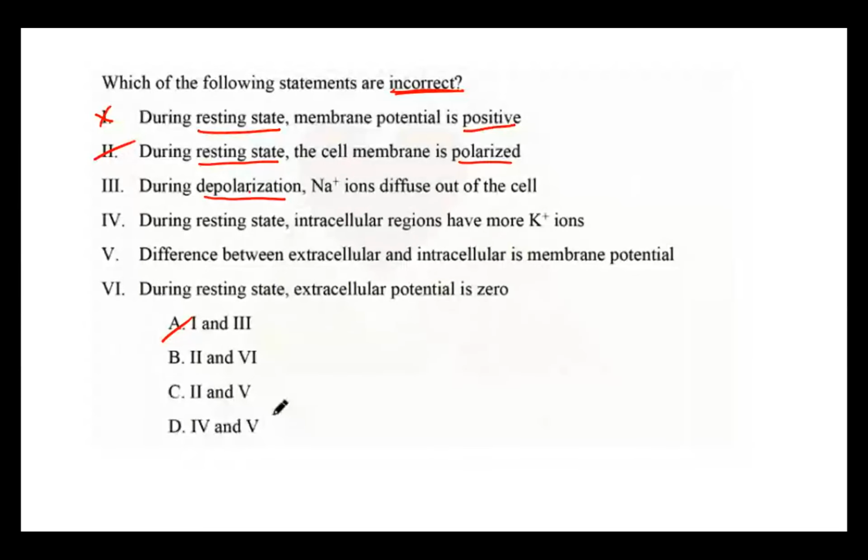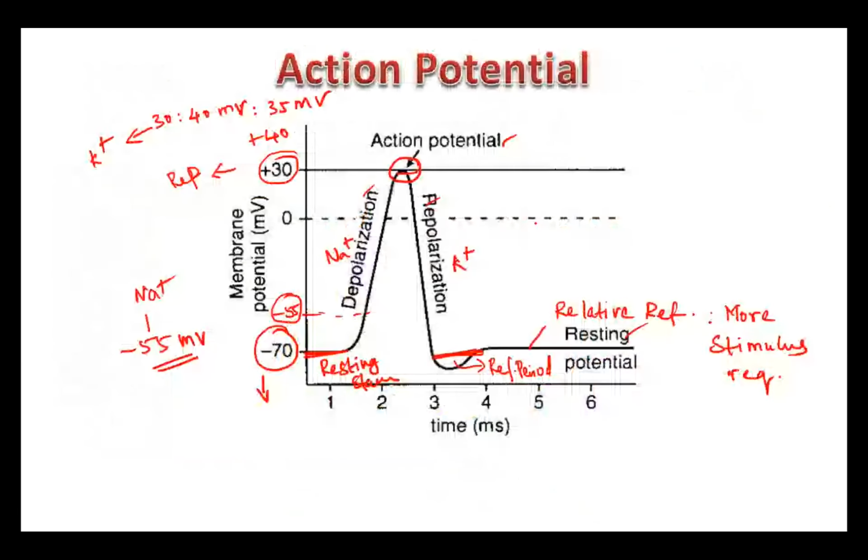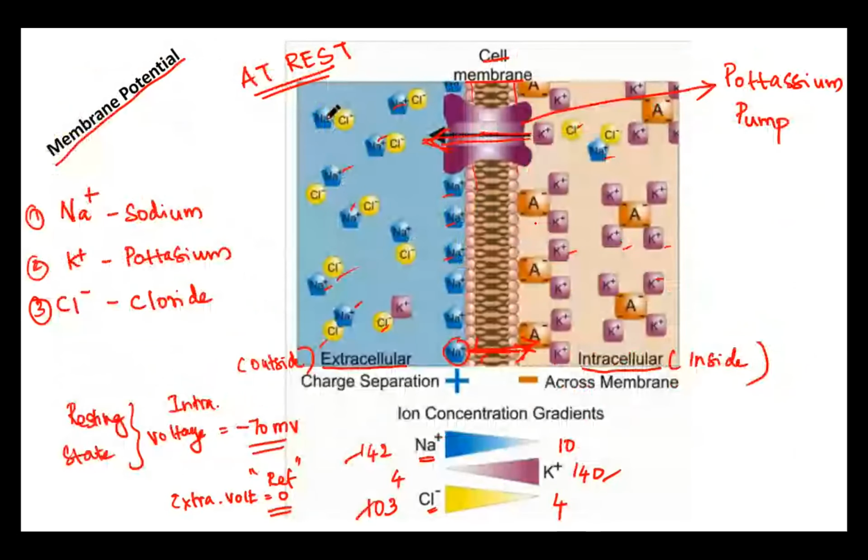Is it correct or wrong? Diffuses out means it's wrong. But what is the correct statement? In depolarization, your sodium ions move from extra to intra, not from intra to extra. They said it diffuses out of the cell, but it is vice versa. So this is wrong. Fourth statement, during resting state, the intracellular region has more K plus ions. Definitely, this statement is correct. So intracellular has more potassium here.